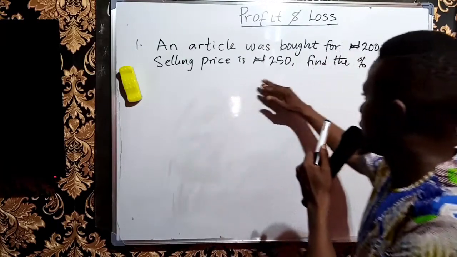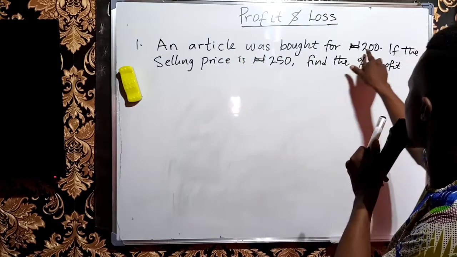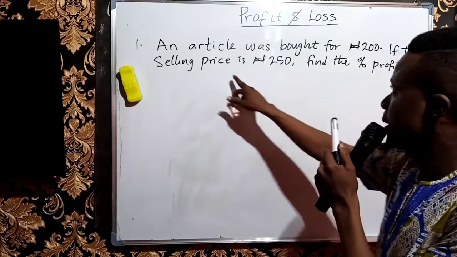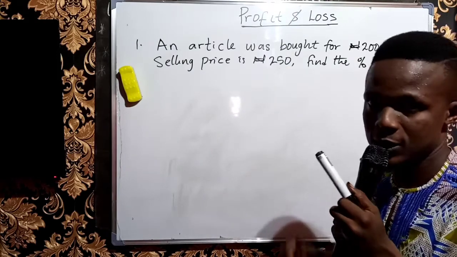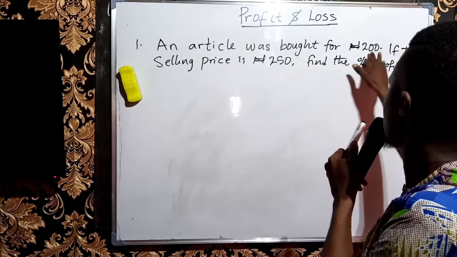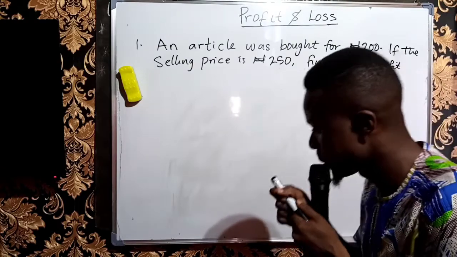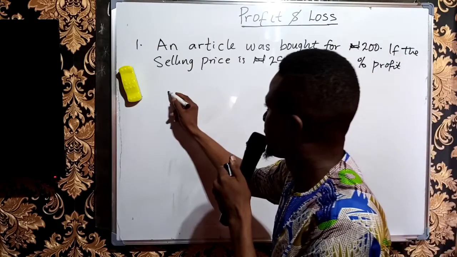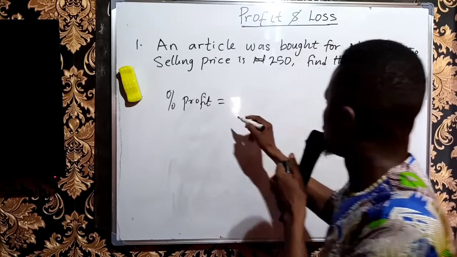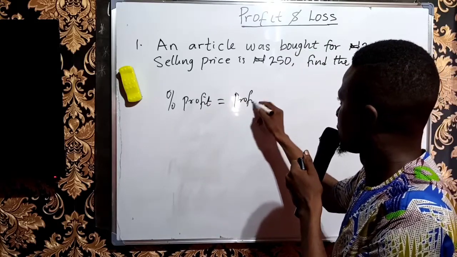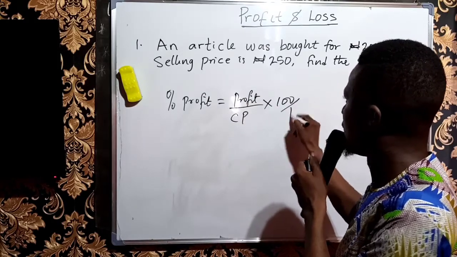Alright, so take a look at this question on the board. It says that an article was bought for 200 naira. If the selling price is 250 naira, find the percentage profit. So an article was bought for 200 naira. The selling price is 250, find the percentage profit. Remember that percentage profit is equivalent to your profit over cost price times 100 over 1.